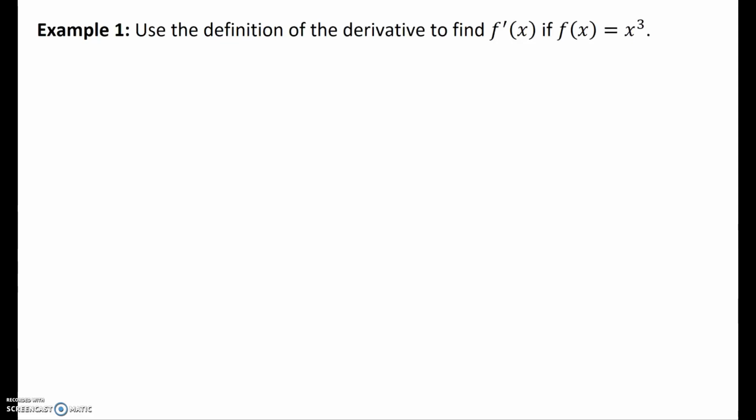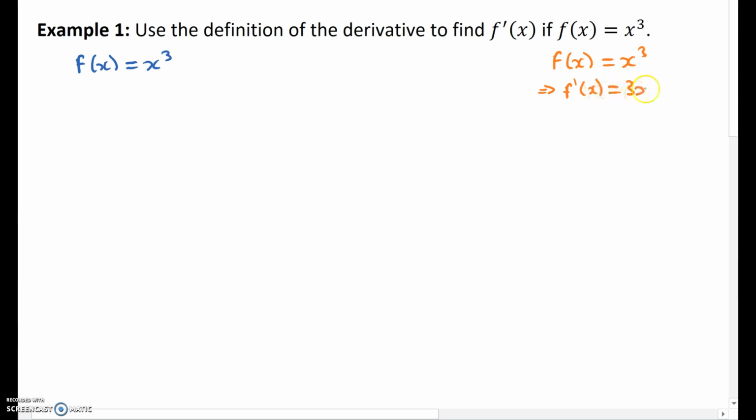Here we're going to try and find the derivative of the function f of x equals x cubed using the definition of the derivative. Of course, and don't lose sight of this, we know from our shortcuts that if f of x is equal to x cubed, then it's a polynomial, so multiply down by the power, reduce the power by 1, the derivative should be 3x squared.